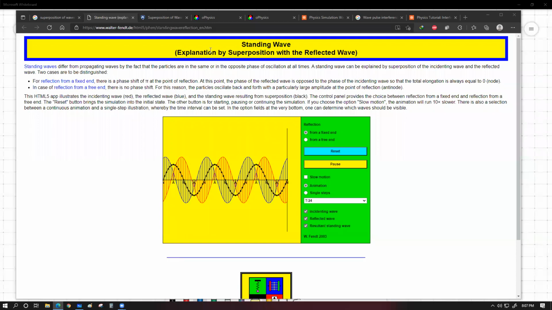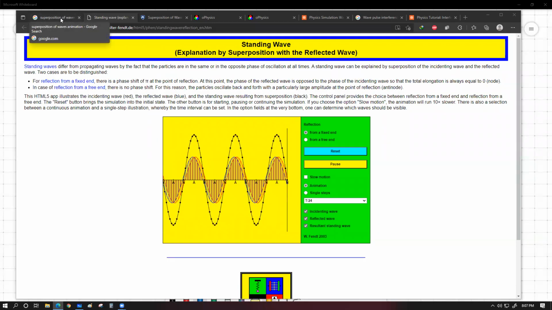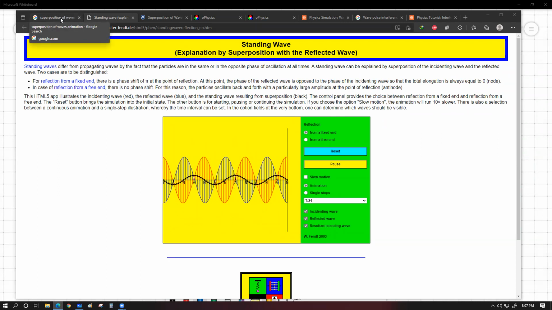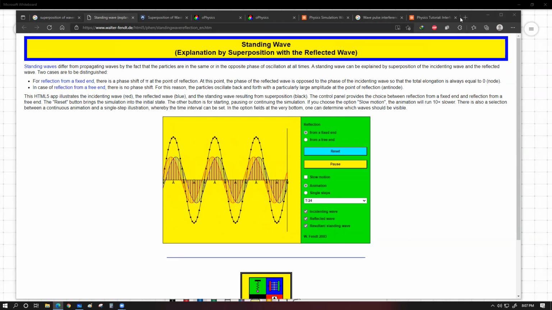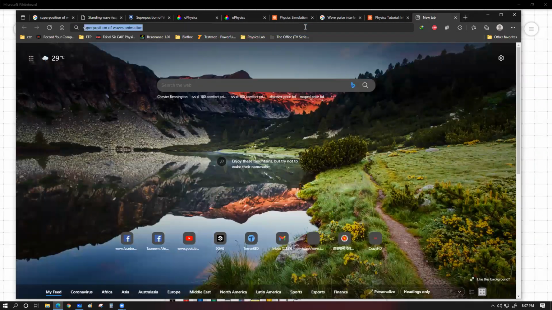And I'm going to start discussing the definition first, and then I'm going to slowly go into the animation to make sense with you once again. The first thing that I'd like to show you is what do we mean by superposition of wave.